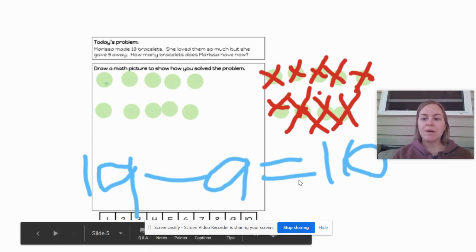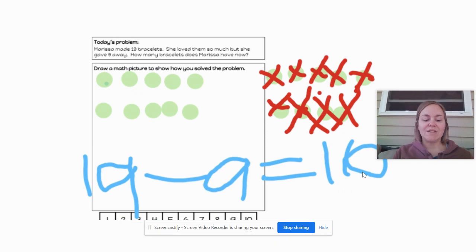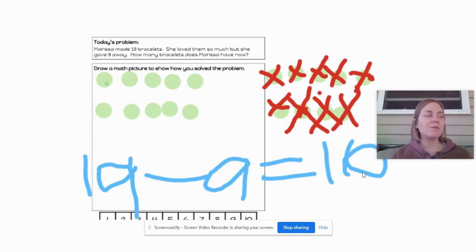All right, 19 take away 9 equals 10. So many of you could tell right away when I was watching your videos and listening to your explanations that you knew that those teen numbers were made up of 10 and then some, because you could solve that and tell me the answer before you were even starting to cross them off from your picture. And thank you very much to those of you who followed the directions and hit record right as you were starting to show how you were doing it.